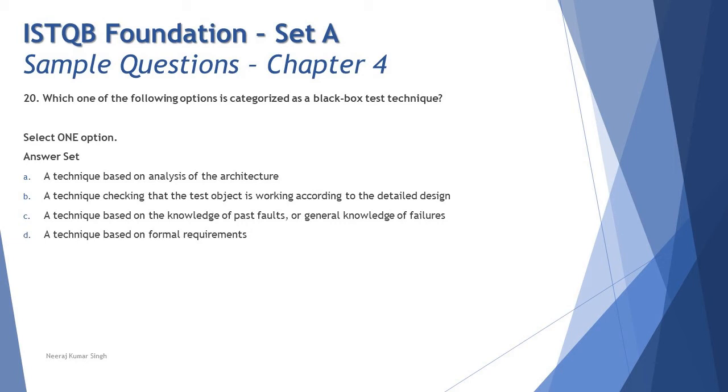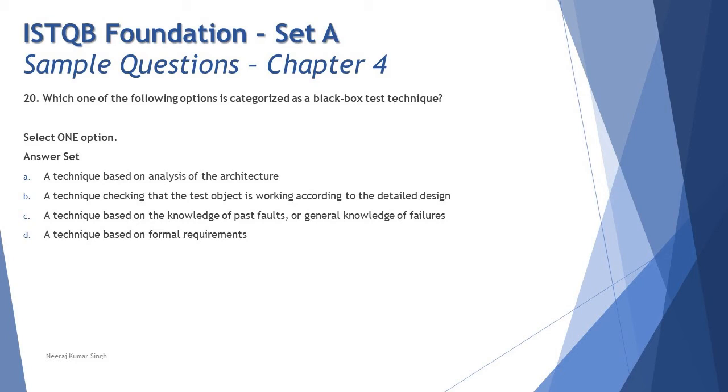So that's not specific to our black box techniques, because white box goes more on the code level or the architecture, which is the back end, whereas the black box is the front end, which is the UI. B, a technique checking that the test object is working according to the detailed design, which is again architecture. A detailed design goes onto the back end and has every single minute information about how the system actually works.